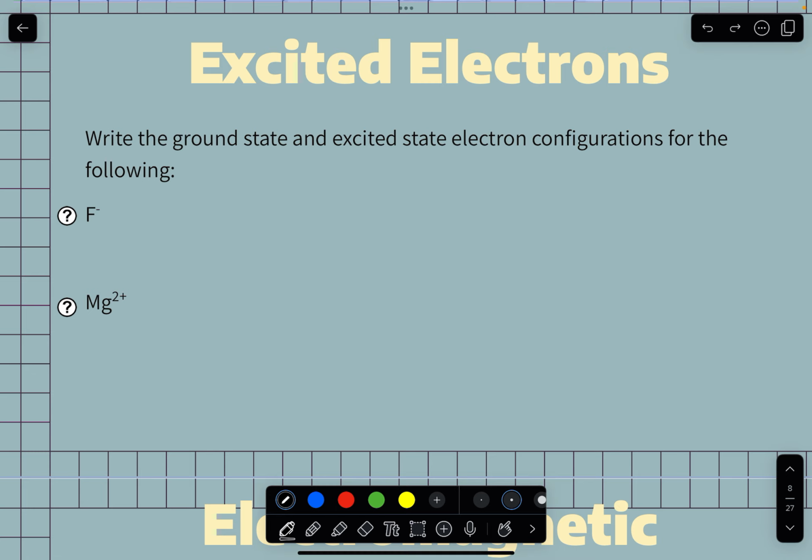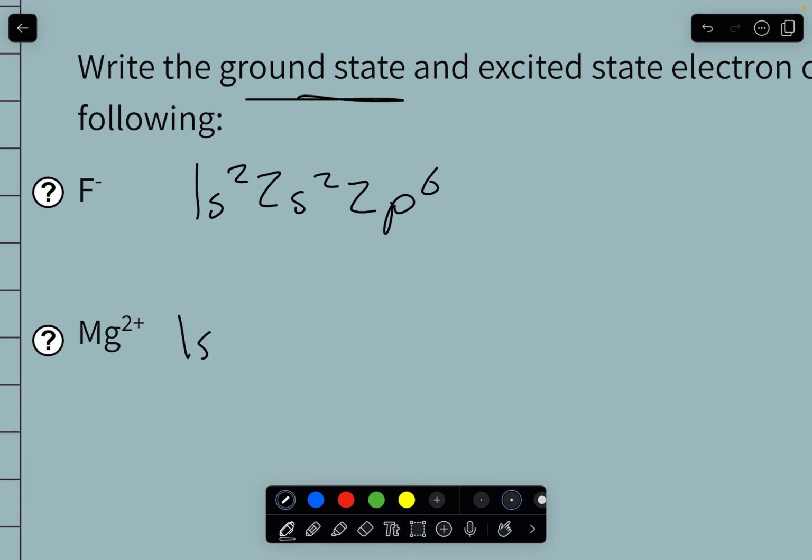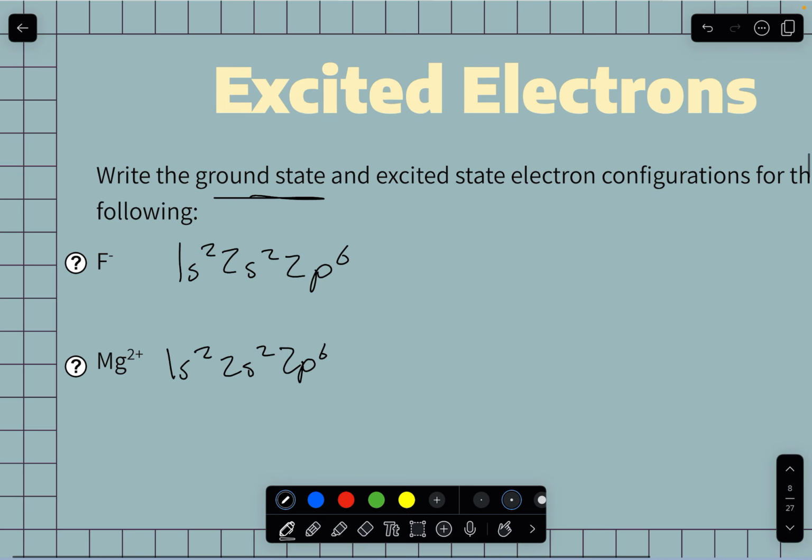So I am going to let you guys do this. Write the ground state electron configuration, right? I'll go ahead and do that. For F minus, the minus means it gained an electron. So it's 1s2, 2s2, 2p6. Mg2 plus, the 2 plus means it lost 2 electrons. So that actually has the same electron configuration. It's isoelectronic with F minus. Don't forget that vocabulary word.